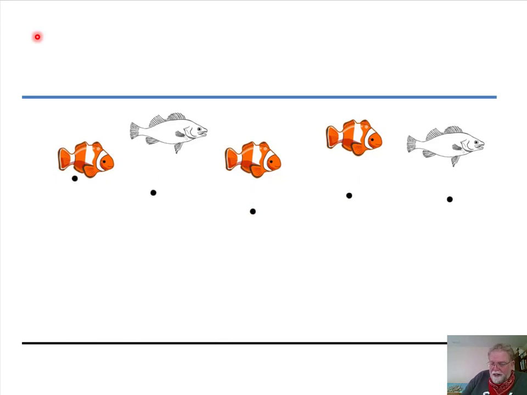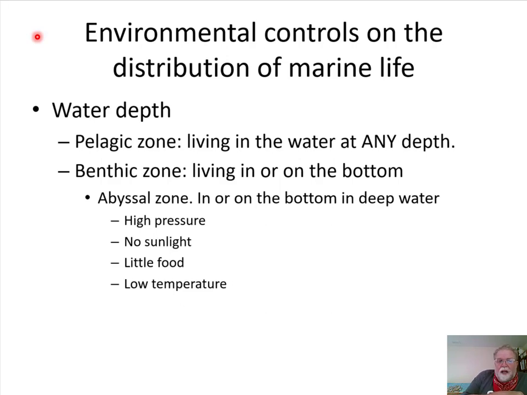And so basically, let me just read this slide. Water depth: pelagic zone, living in the water at any depth. Benthic zone, living in or on the bottom. And then the abyssal zone, living in or on the bottom, but in deep water. And now you're going to have to deal with that pressure, that lack of sunlight, and that cold water. But you have to deal with not a whole lot to eat, not a whole lot of food, but there are a lot of nutrients, which we will talk about next time in terms of bringing all those nutrients up from the bottom.